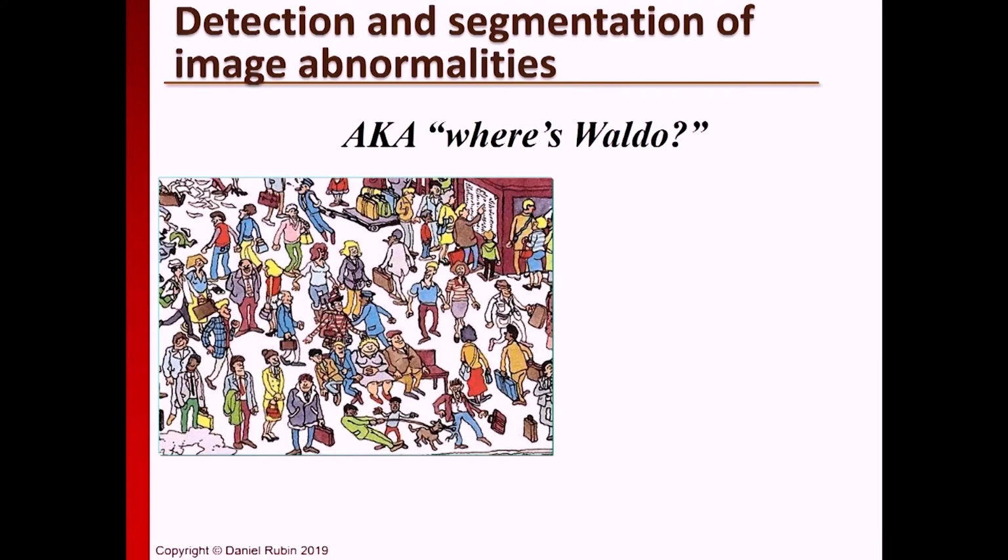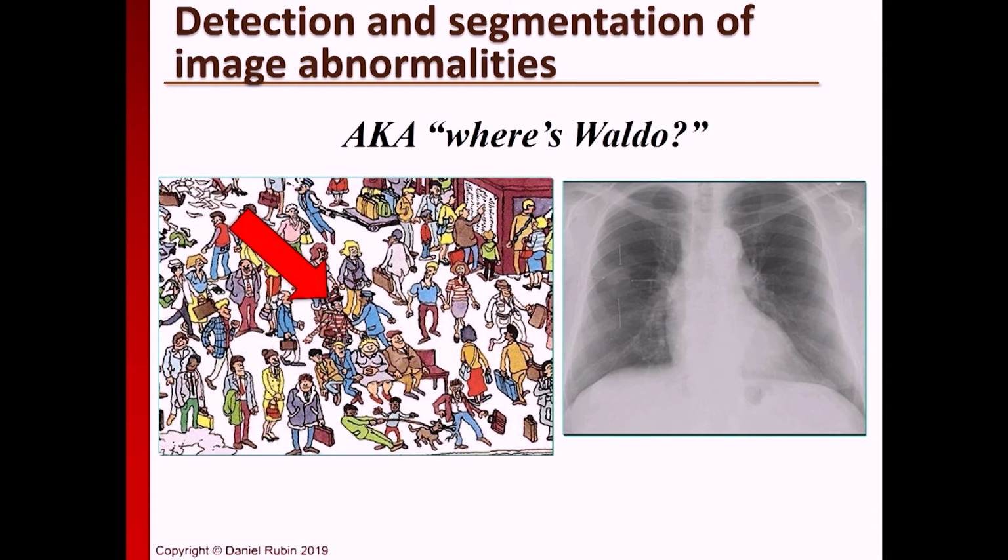So I'm going to go through those pretty quickly and give you a few examples of work we've been involved with. So the detection and segmentation task is one of Where's Waldo? You're all familiar with Where's Waldo? So on this image, you look around and say, where is Waldo? And there's Waldo. Well, what the radiologist is confronted with in an image like a chest x-ray is a similar Where's Waldo task that they need to do.